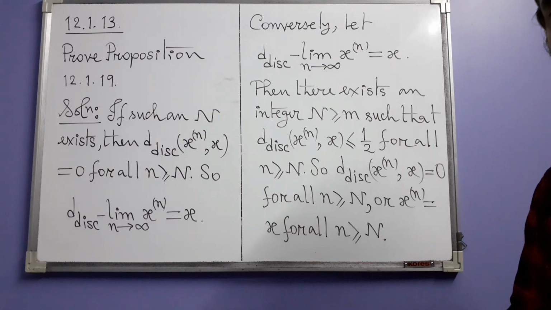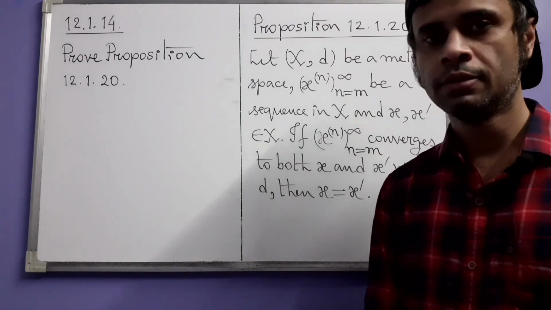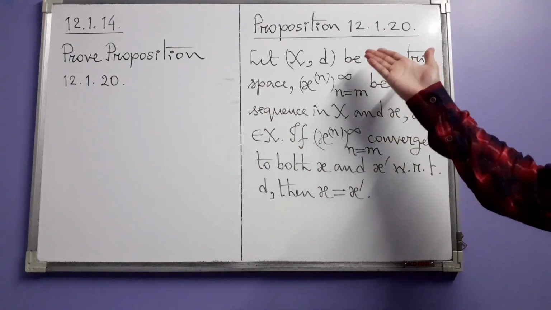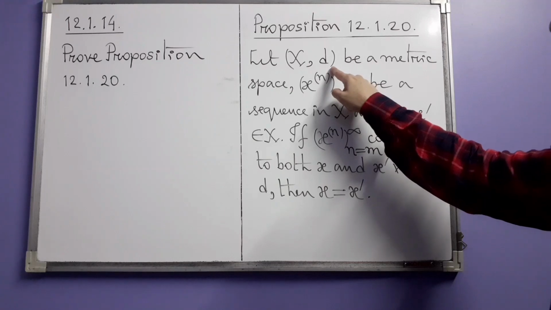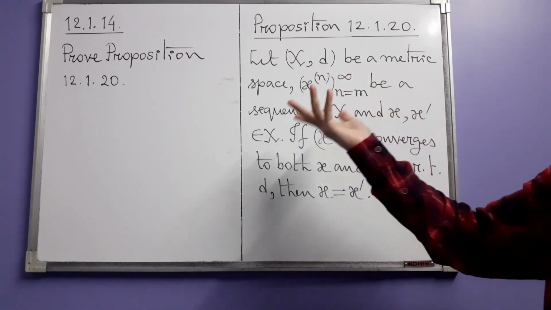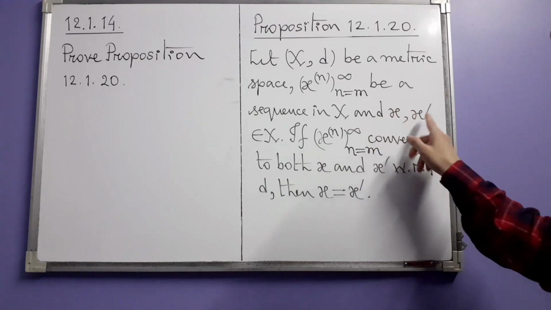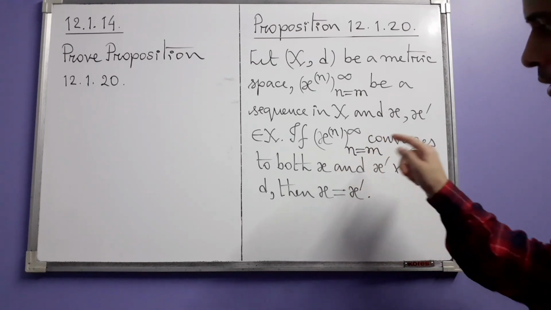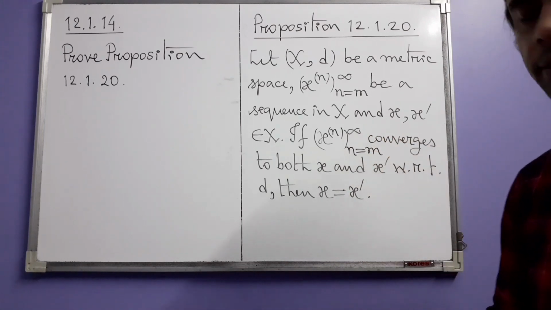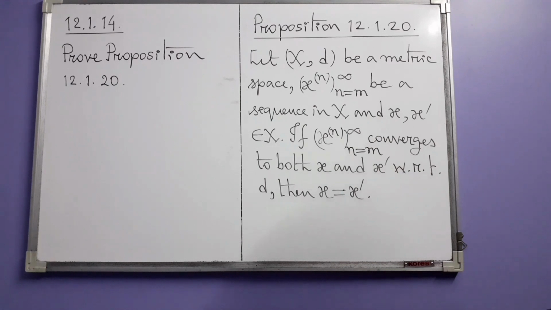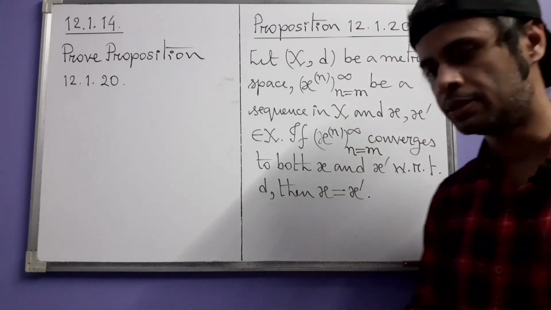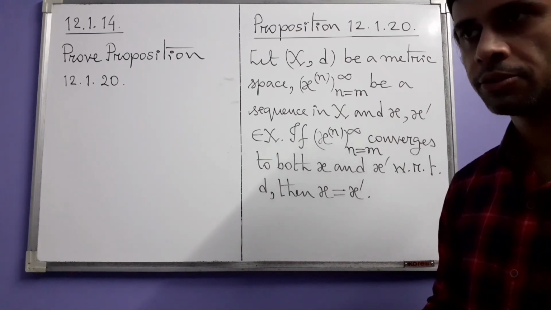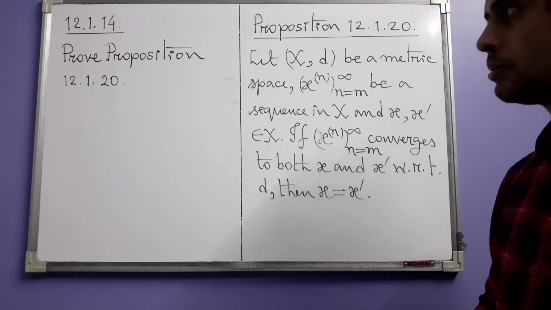So let's see another one next. In this next exercise, we have to prove proposition 12.1.20, whose statement you can see here. X comma D is a metric space in which there is a sequence, again just like the previous one, and there are 2 points x and x prime, such that the sequence converges to both x and x prime with respect to the metric D. Then x has to be equal to x prime. This entire thing can be expressed like this: in a metric space, every convergent sequence has a unique limit, or converges to a unique point. So let's prove it next.